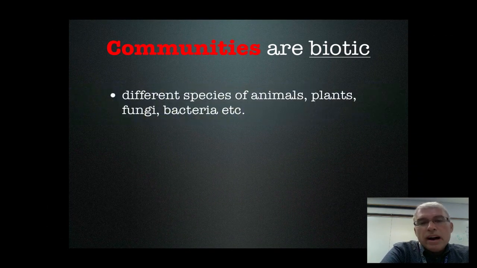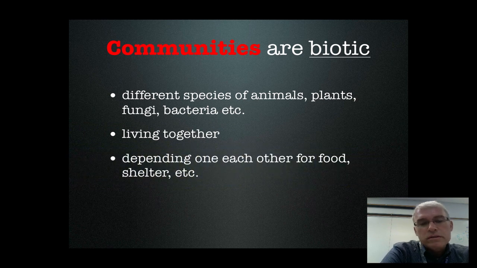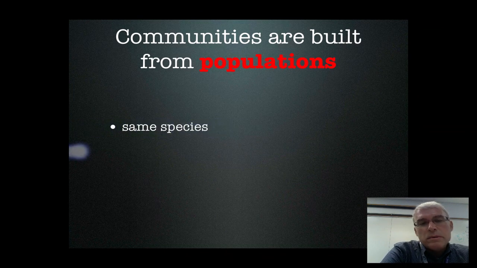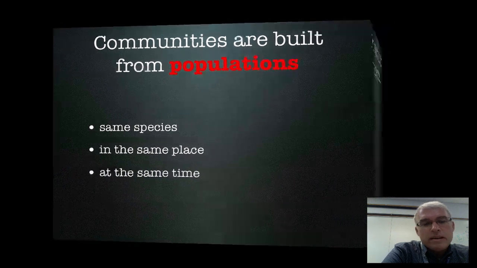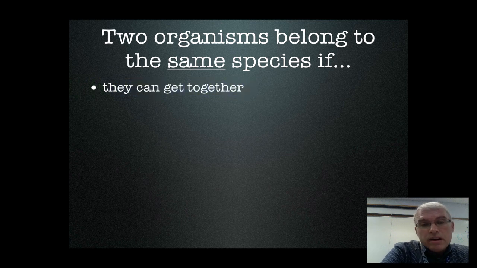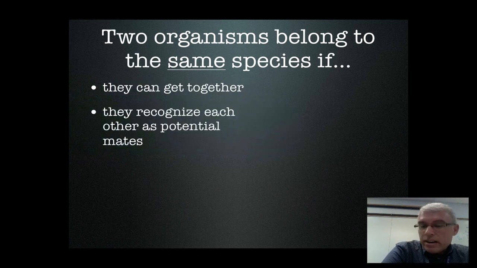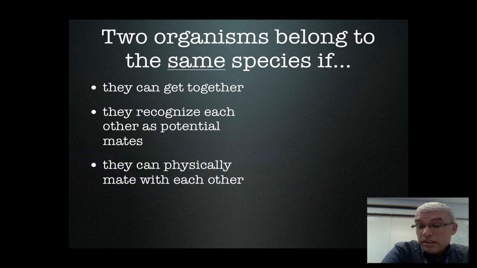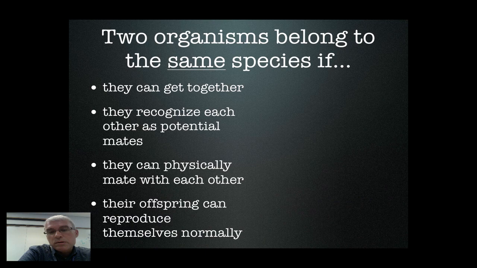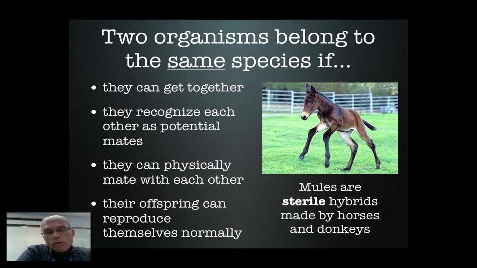Okay, since communities are biotic and they're made up of plants, animals, etc., all living together in the same place, all sharing food and shelter, there's going to be populations. And populations, of course, are the same species living in the same place at the same time. And two organisms are the same species if some criteria are met. If they can get together and they recognize each other as mates, and they can physically mate with each other, and their offspring can reproduce themselves to make grand offspring, so to speak, then you have two organisms that are the same species.